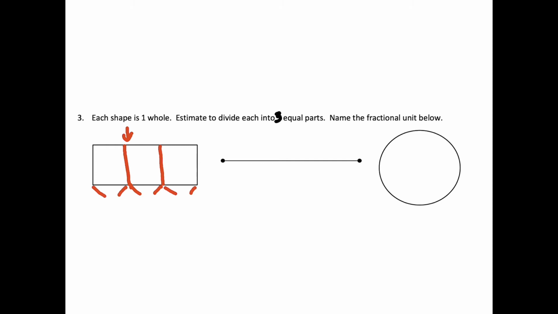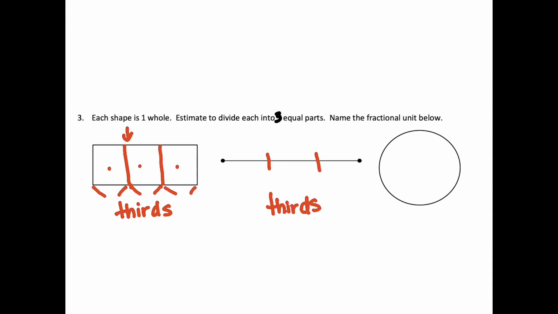And now I have to name my fractional unit. Well, how many parts do I have? I have 1, 2, 3. So this is thirds. All right, and now we're going to do the same thing here. So I'm going to split this one up into thirds. And then I'm just going to write down thirds on the bottom. If you only want to write yours once on the bottom, that's fine with me.